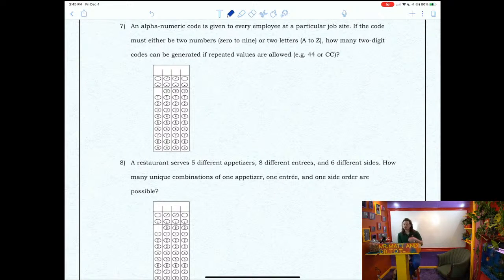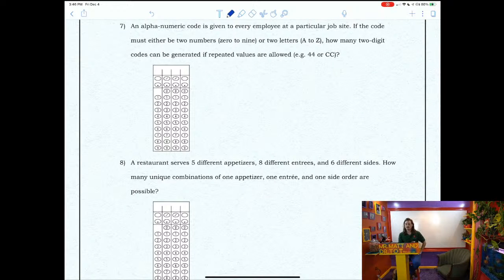Number 8 asks, a restaurant serves 5 different appetizers, 8 different entrees, and 6 different sides. How many unique combinations of 1 appetizer, 1 entree, and 1 side order are possible? So I'll give you 6 minutes, and in about 2 minutes in, I'll start to solve.